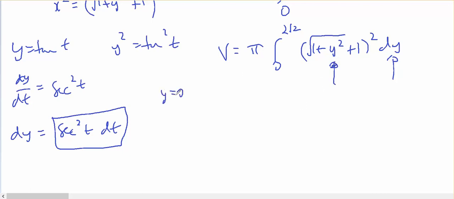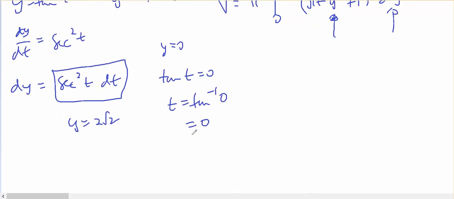When y equals 0, tan of t equals 0, so therefore t equals the inverse tan of 0, which is 0. And when y equals 2 root 2, the tan of t equals 2 root 2, which means t is the inverse tan of 2 root 2.